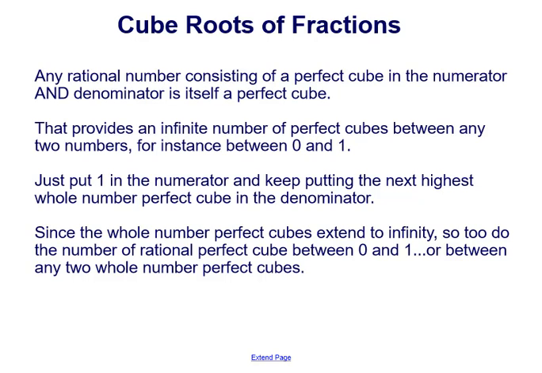Any rational number consisting of a perfect cube in the numerator and denominator is itself a perfect cube. That provides an infinite number of perfect cubes between any two numbers, for instance, between just 0 and 1. And then you just put 1 in the numerator and keep putting the next highest whole number perfect cube in the denominator, since 1 is a perfect cube itself. Since the whole number perfect cubes extend to infinity, so too do the number of rational perfect cubes between 0 and 1, or between any two whole number perfect cubes.